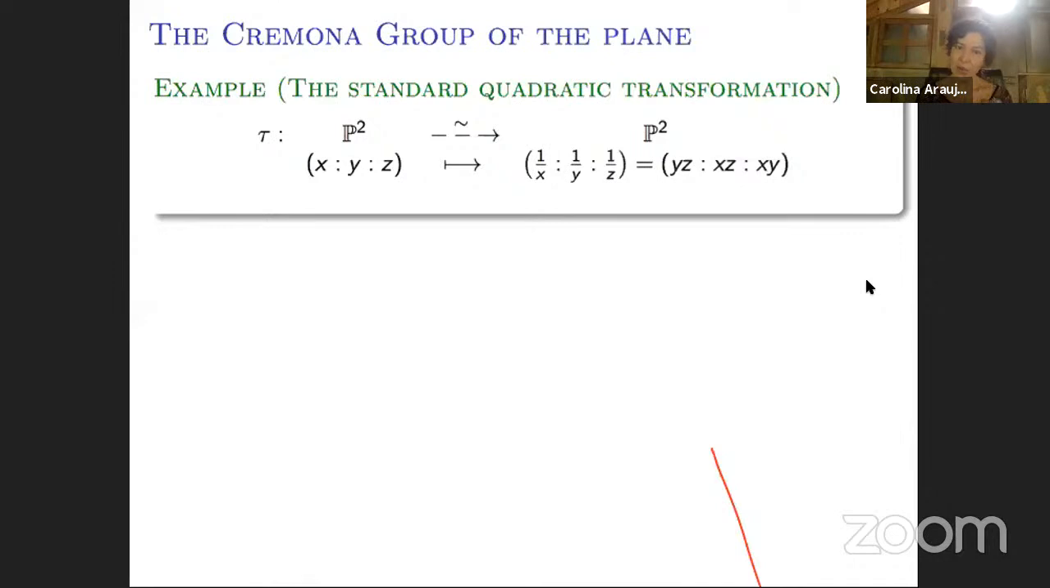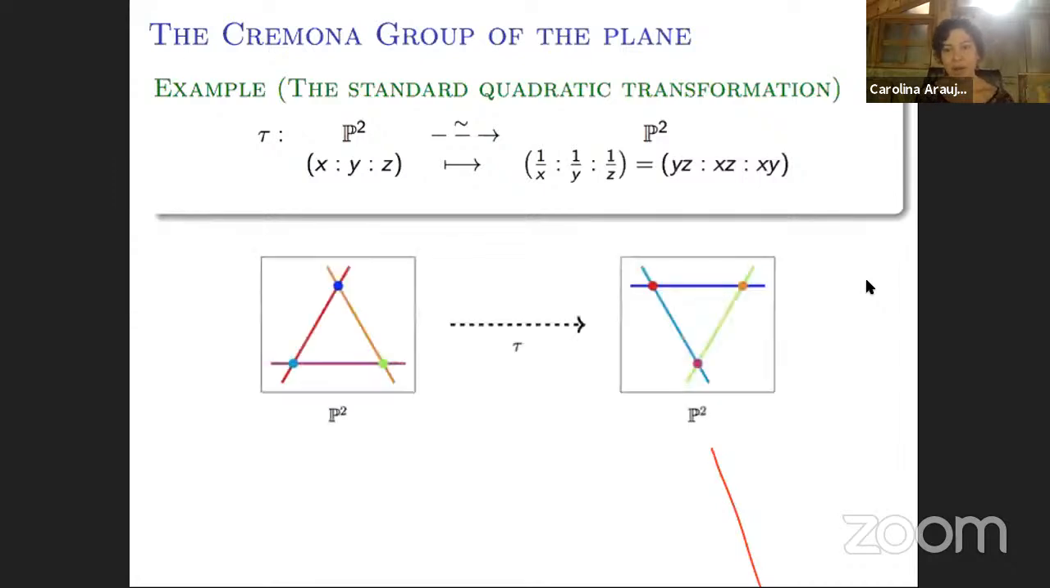First, I take points with projective coordinates x, y, and z, and I take them to 1 over x, 1 over y, and 1 over z. From this point of view, I see that it is an involution. But in projective space, we can multiply all the coordinates by the same scalar. So if I multiply everything by xyz, then I get the second description: yz, xz, and xy. This is why it's called a quadratic transformation, because it's given by polynomials of degree 2. I put a drawing of the standard quadratic transformation.